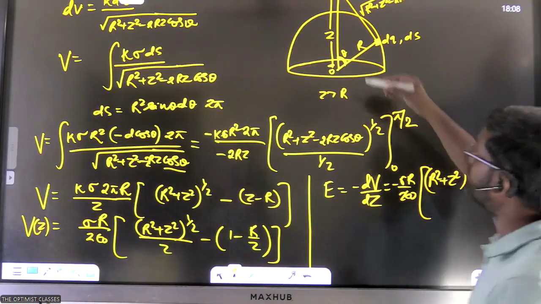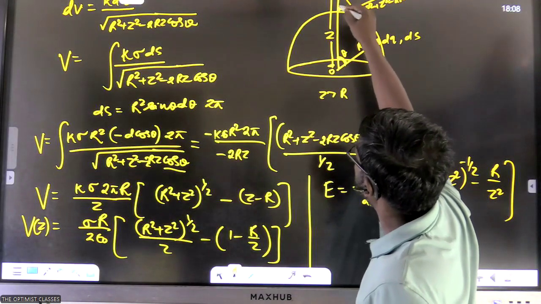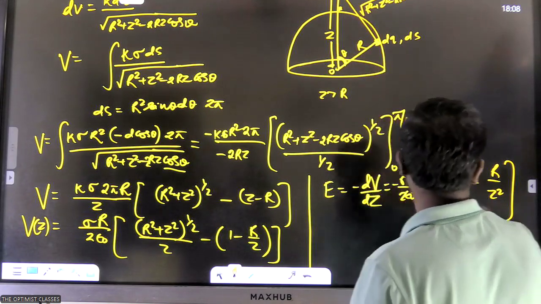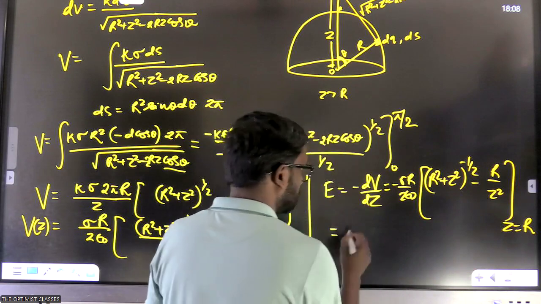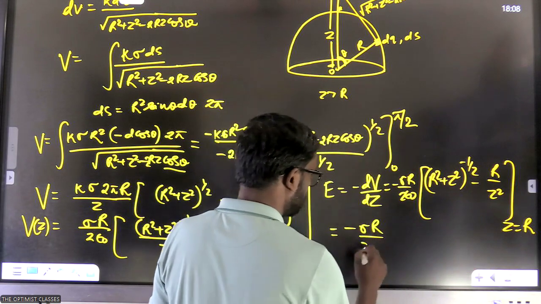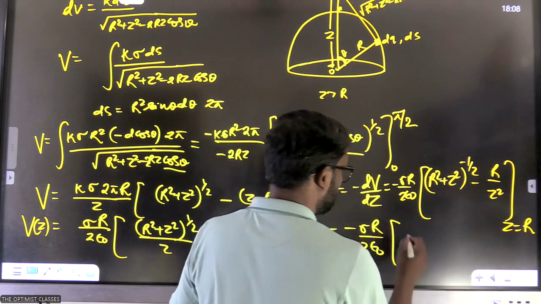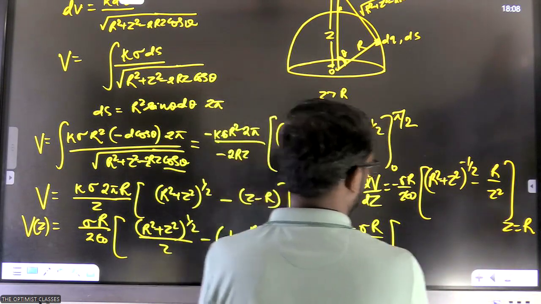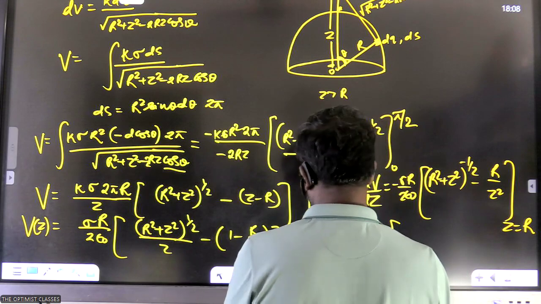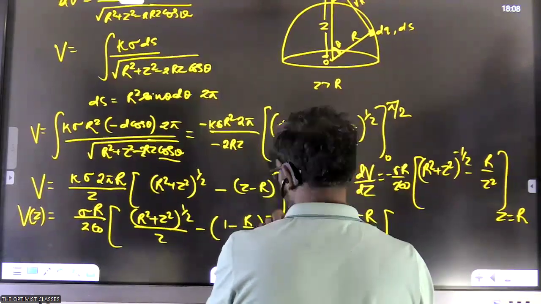And now since we have to calculate electric field at this point, so this point will be at a distance r from here. So we'll put z is equal to r here. Okay. So therefore you get here minus sigma r divided by 2 epsilon naught. Okay. And here if you put, oh, achha, hamse lag raha hai calculation mein thoda mistake ho gaya hai.